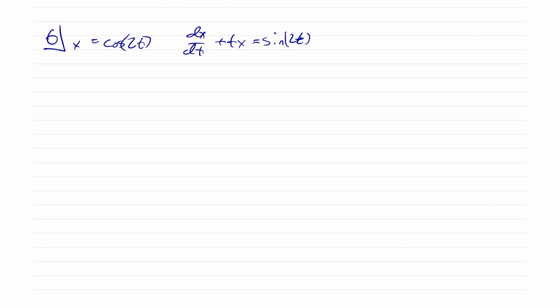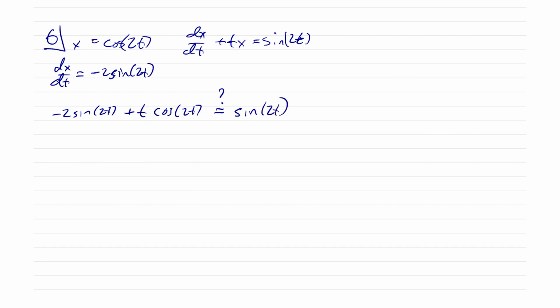Okay, so first of all we need x prime. So we need dx dt, which is going to be minus 2 sine of 2t. And now we plug everything in. So we get minus 2 sine of 2t plus t times x, which is cosine of 2t. And the question is, is it equal to sine of 2t? Well, if it was, truly we could just simplify this left-hand side until it was sine of 2t. But the issue here is we have a t here, and that's not going to work. And so it is not a solution.